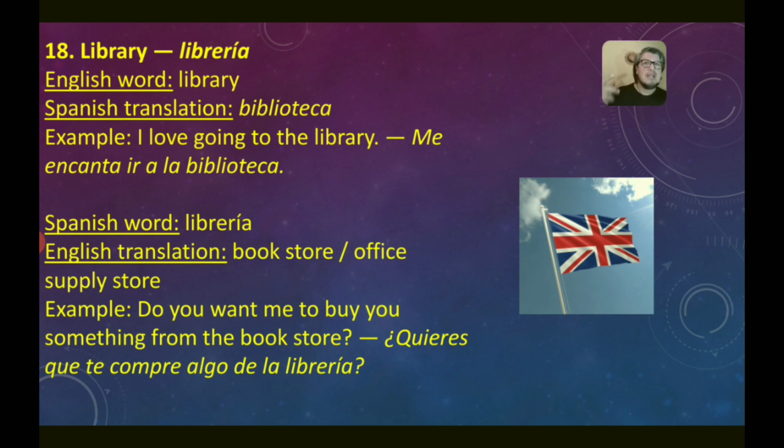Okay, so library is never librería, it is always biblioteca. And librería in Spanish is bookstore or office supply store.